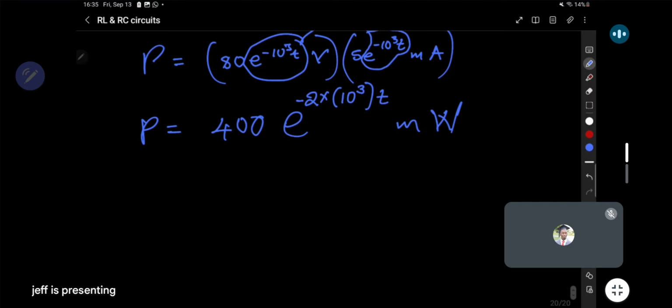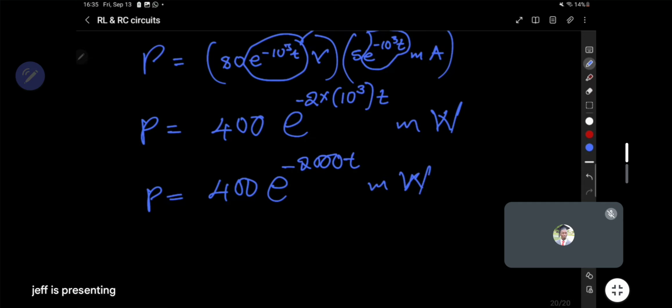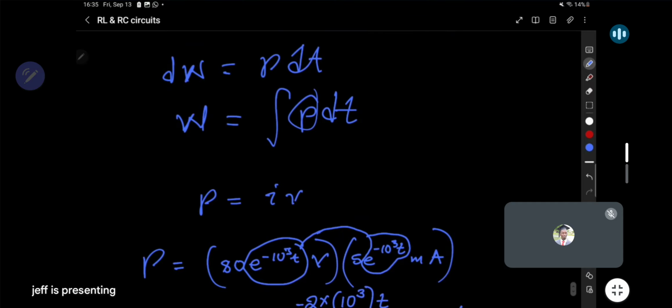So we now have the expression for power. In fact, if you're not comfortable with this, you can just power the 10 there so that it becomes 10 to the power 3. That would be 1,000. So that would just be 2 times 1,000. You end up with power equals this: e to the minus 2,000 t in milliwatts. With the power obtained, we can now take it to the expression for work done.